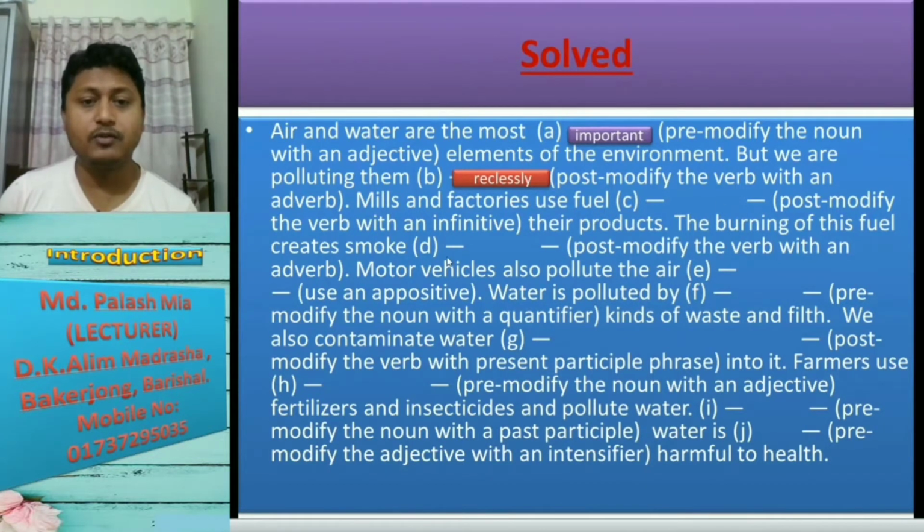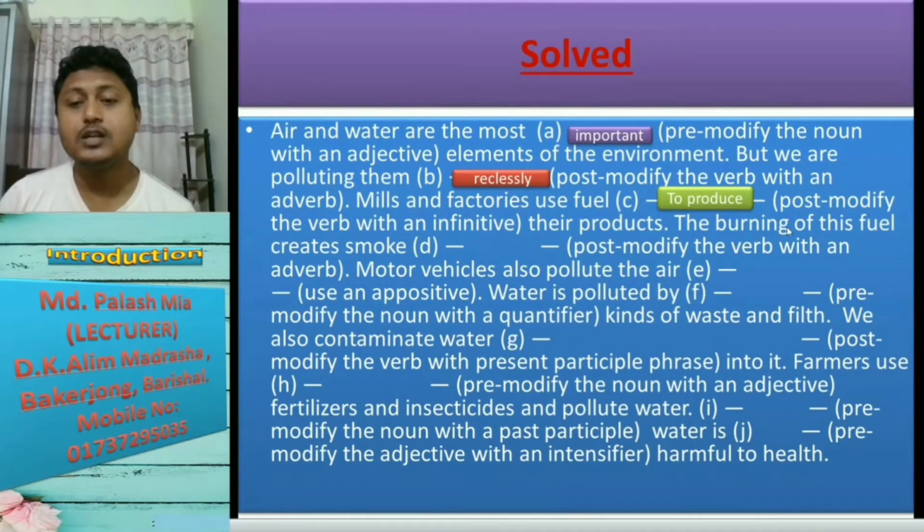First, modify the verb with an infinitive. Or you are directed to use an infinitive. Okay, so you know the infinitive. So here, to produce. Mills and factories use fuel to produce their products.